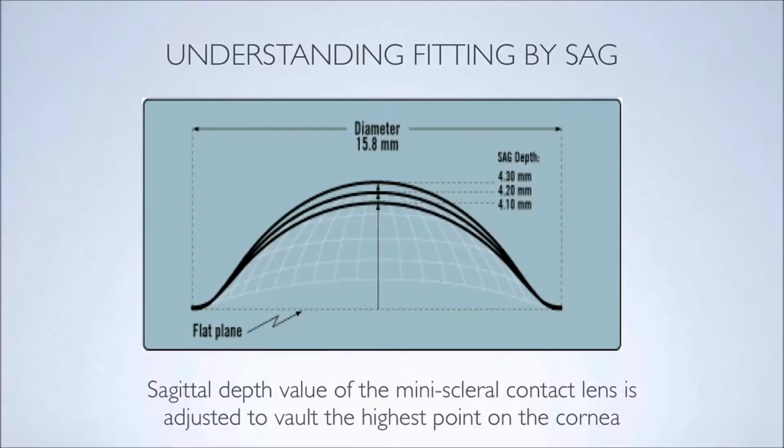So what exactly is sag? Well, if I took an MSD lens and I placed it on a tabletop, and I measured from the table surface to the highest point inside that lens, that is the sagittal depth of that contact lens. And the depth of that contact lens is adjusted so that it is going to vault over the cornea on which it's placed. Well, the question is, how do I select the lens from the fitting set?